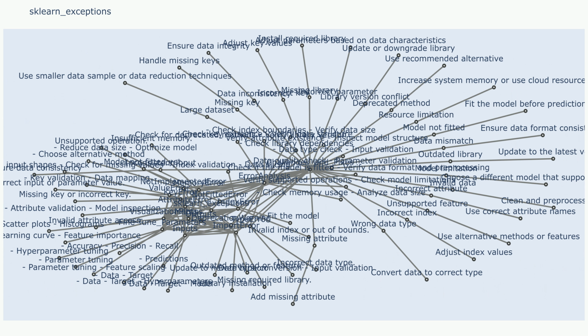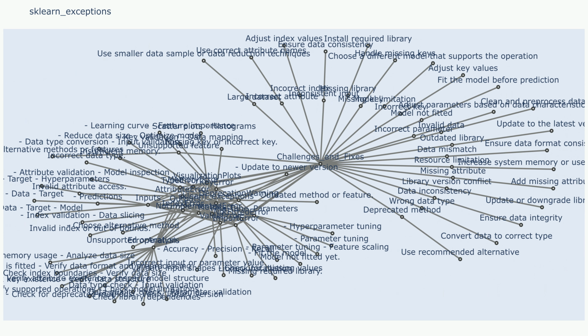Challenge 10: key error. Sample use case that resulted in challenge 10: attempting to access a key that doesn't exist in a dictionary or a column that doesn't exist in a data frame. Fixes to challenge 10. Double-check the key or column name for accuracy. Ensure that the key or column is present in the data structure.